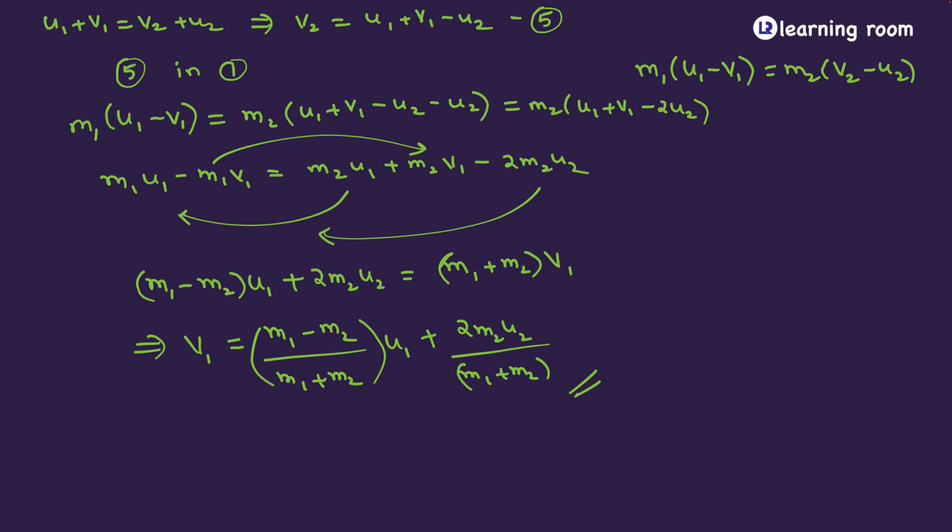Wherever there is a problem based on elastic collision in one dimension, this is going to be the value of v1 and v2. When you substitute it in the problem, you need to take the proper sign convention of u1 and u2. So this is all about the derivation. Make a note of it.